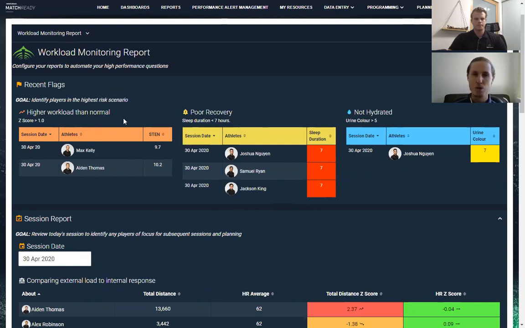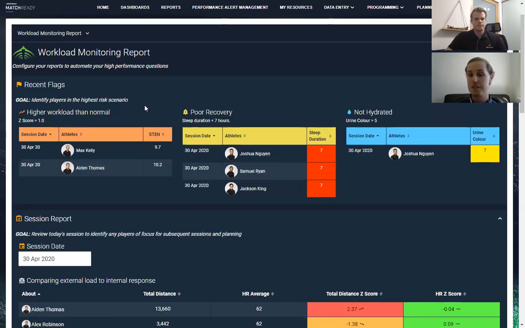I've put a goal across each of these visuals to give you some context there. And we're looking at whether we can identify the highest risk scenarios, or athletes in the highest risk scenario. So examples here, we might have a higher workload than normal. This is using that Z-score converted to a STEN here, as you can see.